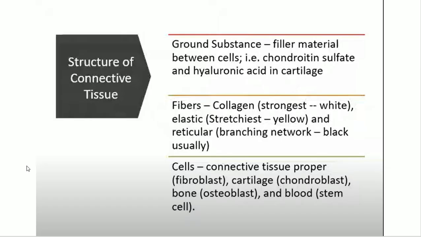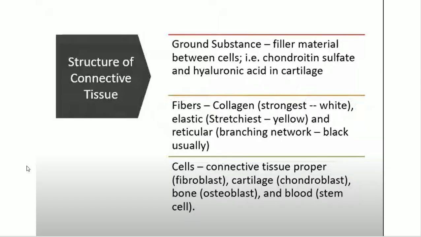So connective tissues have rules. What makes something a connective tissue? It has to have three things. It has to have ground substance, fibers, and cells. So what is ground substance? Ground substance is the filler material, the stuff that is between the cells. It's what fills in between the fibers, between the cells. It's filler material, ground substance.